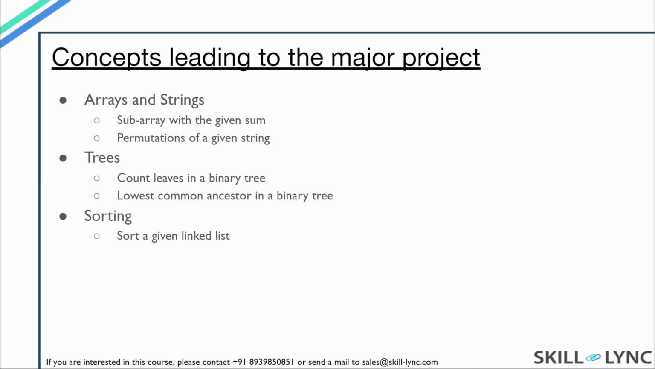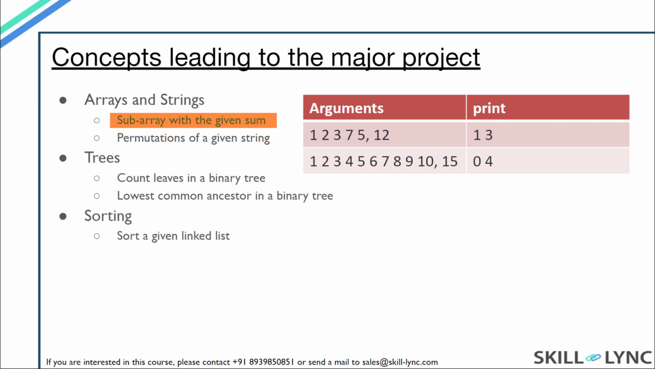Next, we have the major projects, of which the objective is to provide you with a set of 20 problems to be solved in an optimized way within the given restrictions of time and space complexities. We will cover the concept of arrays and strings again within the major project. First, you will be required to obtain a sub-array from the given array, which leads to a given sum of 12. Here 1 and 3 is the index notation for the array. For example, the index notation of 1 is the number 2 and the index notation 3 is the number 7. So the sum of elements between 2 and 7 leads to the sum of 12.